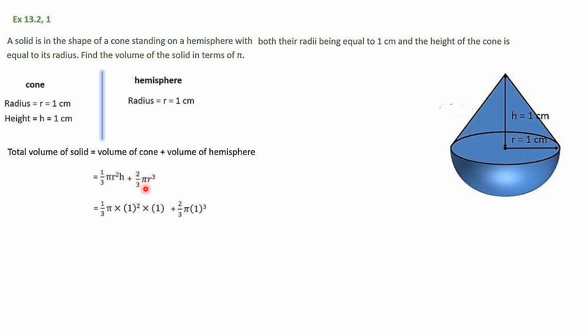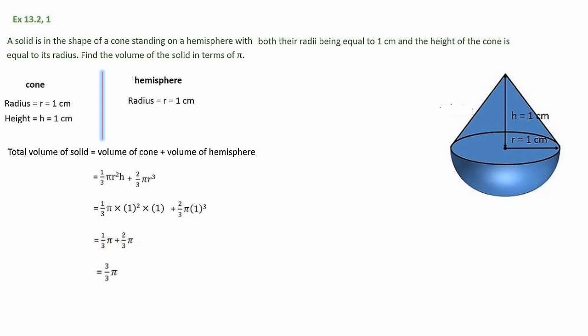Here also the radius is 1 centimeter. So 2 by 3 into pi into 1 cube, that is 1 by 3 into pi. Here 1 into 1 is 1. So in the first term there is only 1 by 3 pi, plus the second term, there is 2 by 3 pi. Here we have to keep pi as it is because we want the answer in terms of pi. So we don't want to substitute the value of pi.